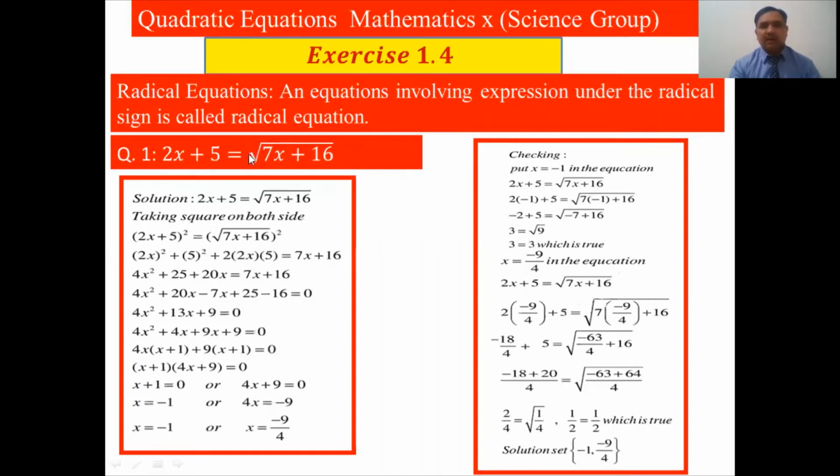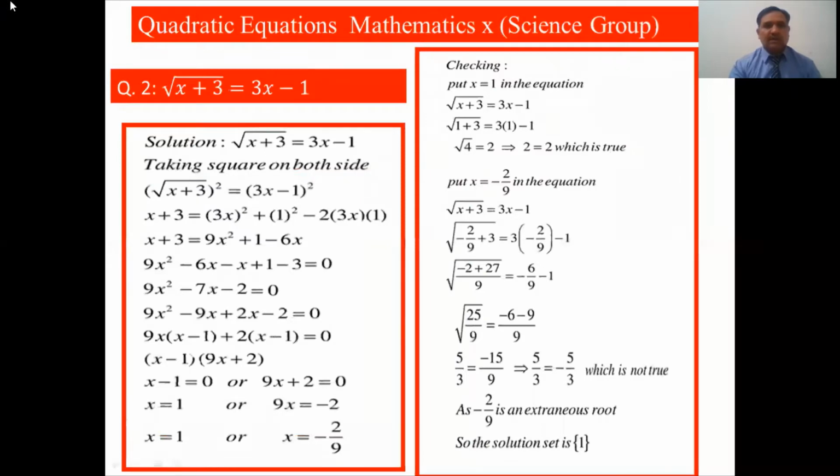Why? Because on the right hand side you can see there is a radical sign. This expression is under the radical sign, so this equation is a radical equation. You can see another question too. Here on the left hand side, this expression is under the radical sign. So this is a radical equation.